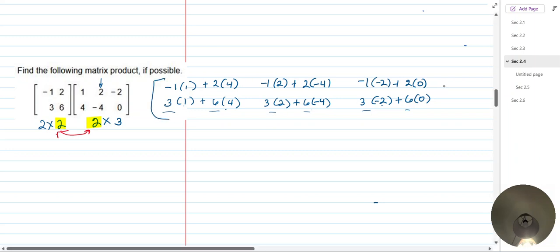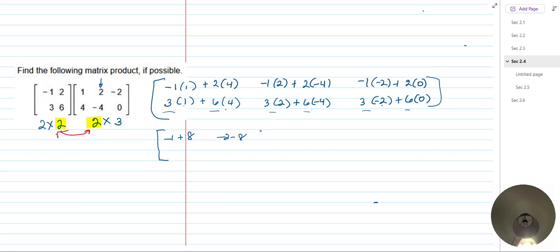So this guy right here is now becoming, and I'm going to do the math underneath, I'm going to have a negative 1 plus an 8. Then I'm going to have a negative 2 minus 8. And then I'm going to have a negative, no, it's a positive 2 plus a 0. On the next line, I'm going to have a 3 plus a 24. I'm going to have a 6 minus 24. And I'm going to have a negative 6 plus a 0.